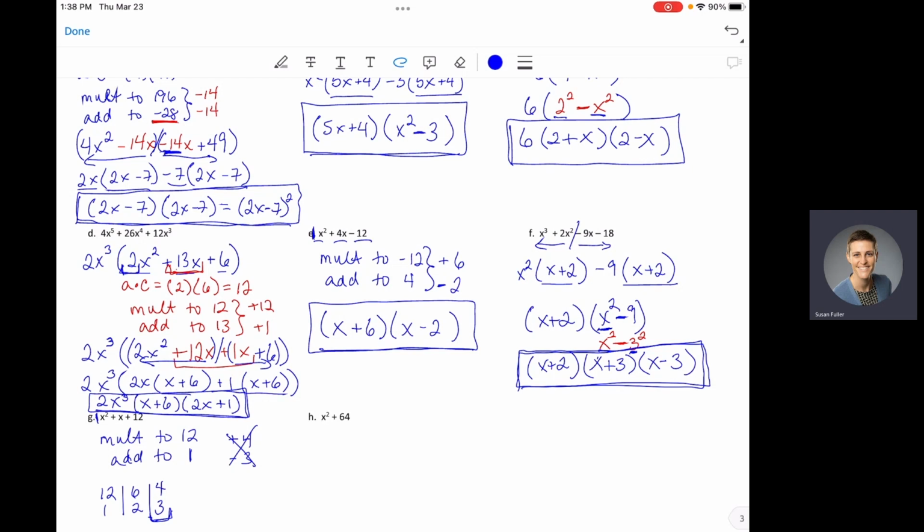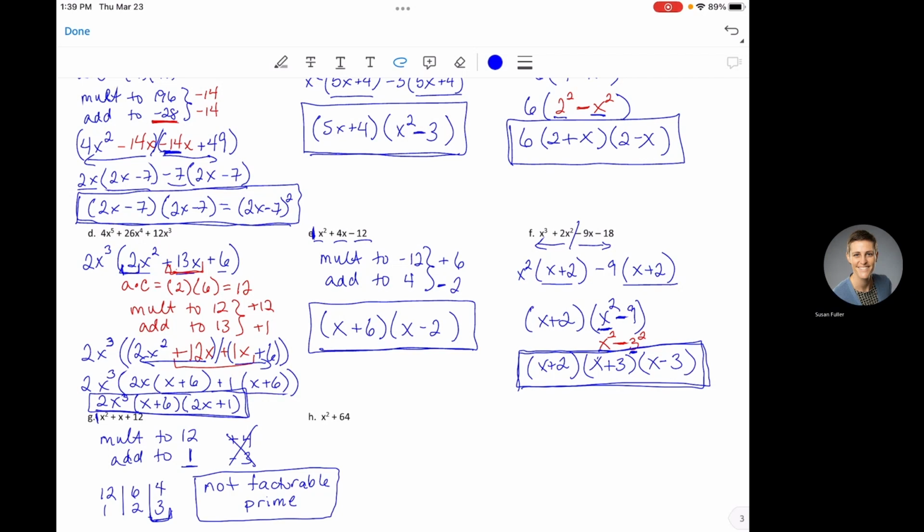But there's no other way to get a positive 1 out of any of these factors, which means there aren't 2 numbers that multiply to positive 12 and add to positive 1 at the same time. What that means is that x squared plus x plus 12 is not factorable. We call that a prime polynomial. So you can either write not factorable or prime. You can't factor this. We're stuck. So you can't always factor everything, and that's okay. But you should check and go through your factors just to make sure.